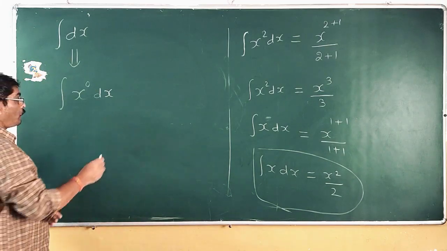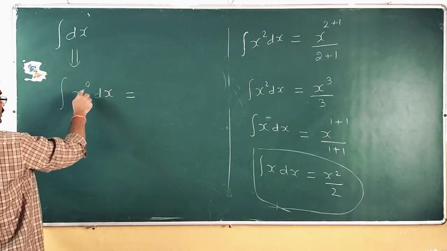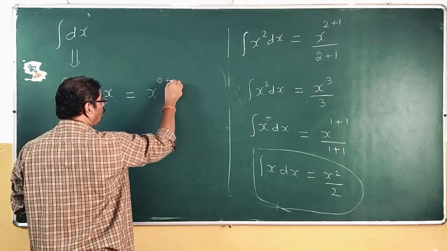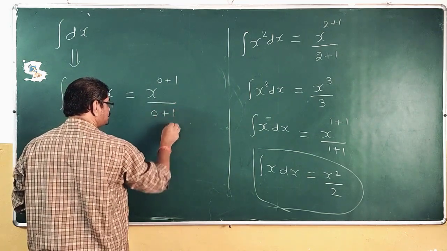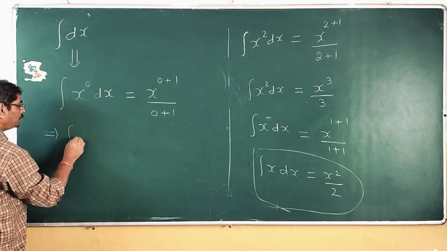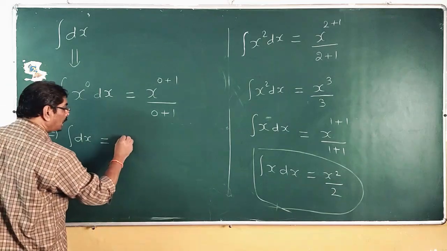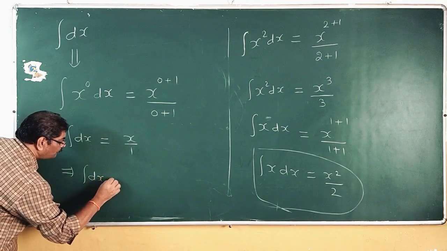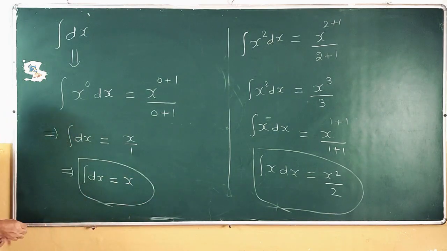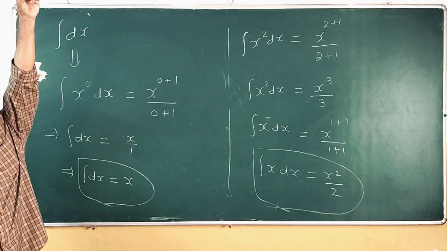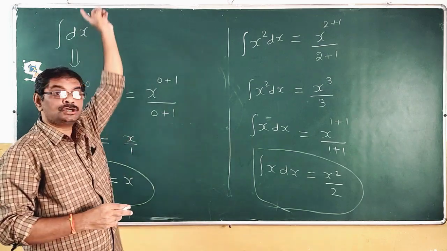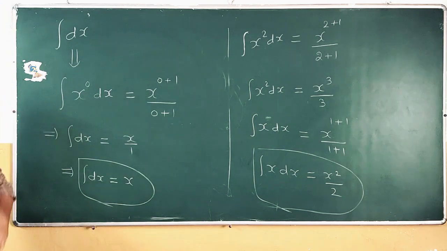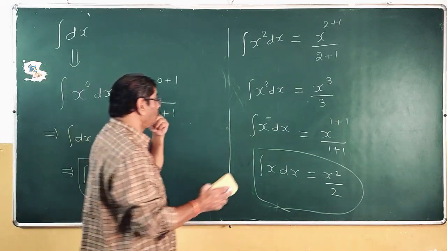Now apply the general formula. According to the general formula, the power of x is 0. So what we get is x power 0 plus 1 divided by 0 plus 1, meaning the integral of dx will be numerically equal to x divided by 1, which implies the integral of dx will be equal to x. Remember this important formula: the integral of dx will always be equal to x.